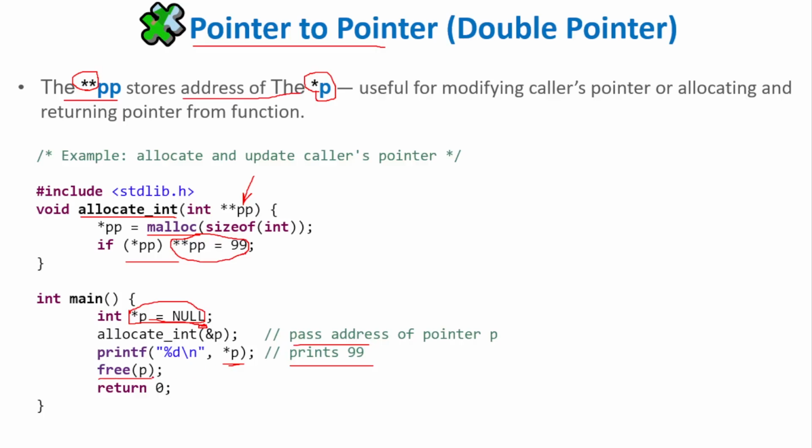Finally, the allocated memory is freed to prevent a memory leak, completing a safe and correct example of using double pointers in C.